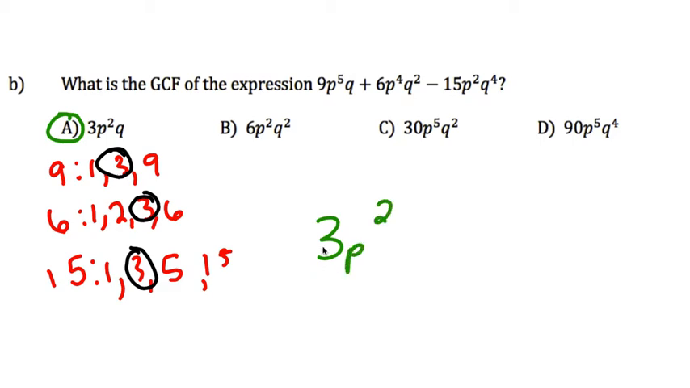And then we want to look at our Q exponents. Keep in mind, if there is no exponent written here, that exponent is a 1. Okay, it's not a 0, it's a 1. So the smallest exponent for Q would be 1, or we could just write the Q. All right, so we know that's our answer, which again, that lines up with what I picked.